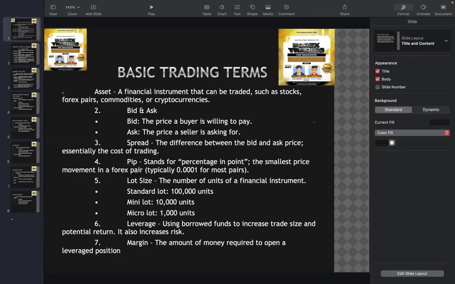So moving on, market order. This is the order you place for a trade executed instantly at the current market price. So a market order is like you clicking buy. Once you click buy, you've executed the market order. Once you click sell, you've executed the market order.